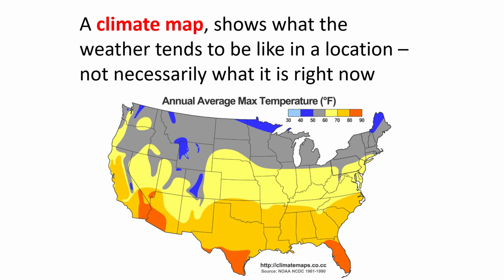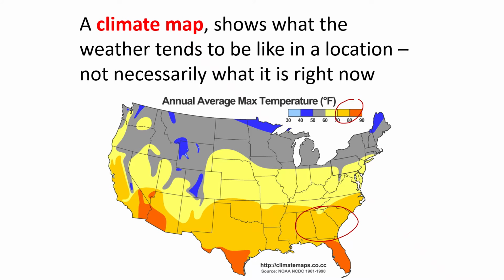Now, a climate map's a little bit different than a weather map. A climate map tells you what the weather tends to be like. Not necessarily what it is right here today, but what it tends to be. There's a saying that climate is what you would expect, and weather is what you actually get. Our climate here in Georgia, we know, oh yeah, it typically falls into that average annual maximum temperature. It doesn't mean it can't be cold. It just means it tends to be in that warmer temperature.